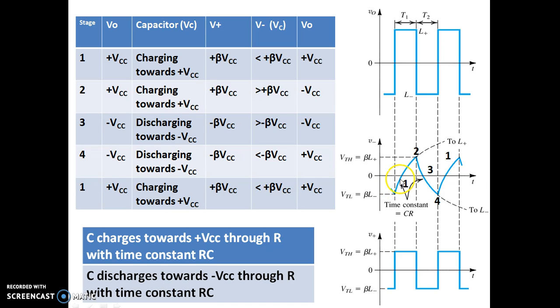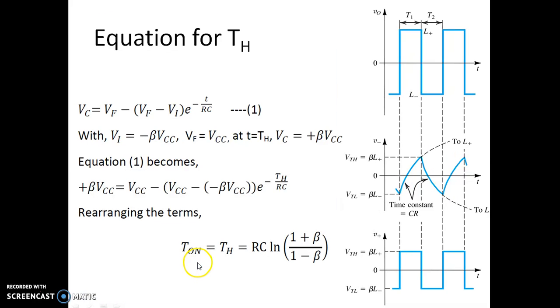So that's the summary of all those. Now you can see it keeps on charging and goes above that, and at position 2 it goes from plus VSAT to minus VSAT. Here it keeps on discharging and makes the transition from minus VSAT to plus VSAT. So the capacitor is always charging through R, and this time constant is RC. Of course, we can get the expression for on time and off time, which is given by RC ln of 1 plus beta by 1 minus beta.